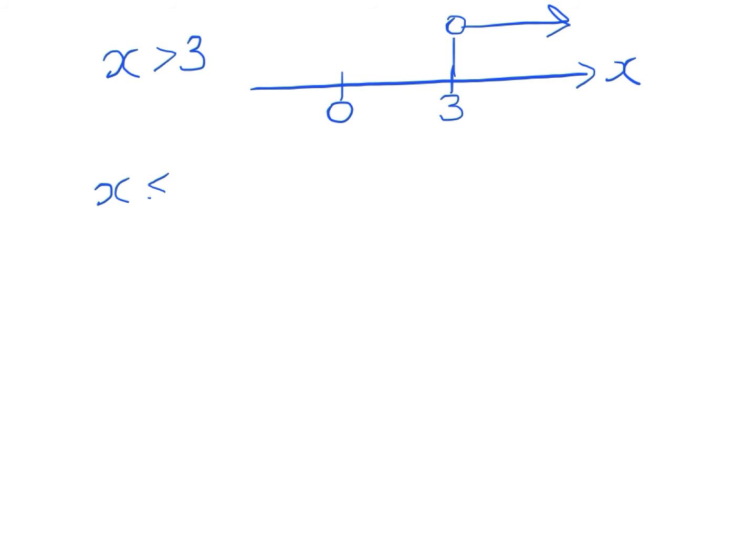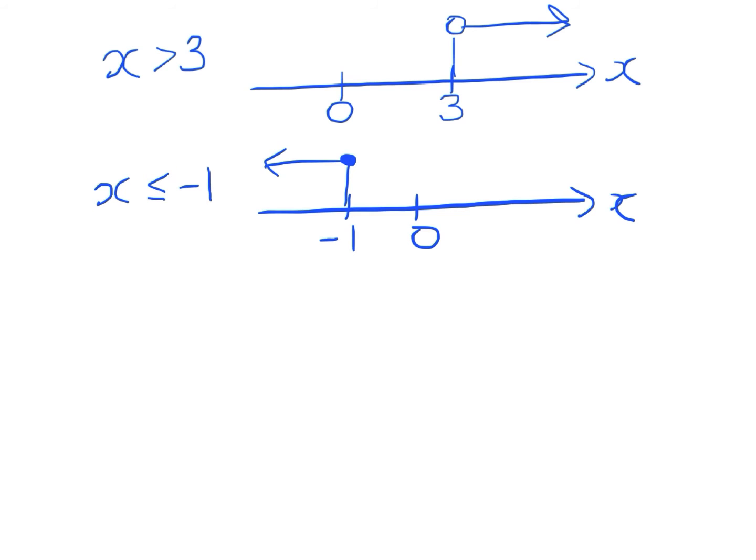And let's look at another example. X is less than or equal to -1. And again, we have -1 here. Less than or equal to -1, we have a dot here. And then we represent this range right here. X is less than or equal to -1.